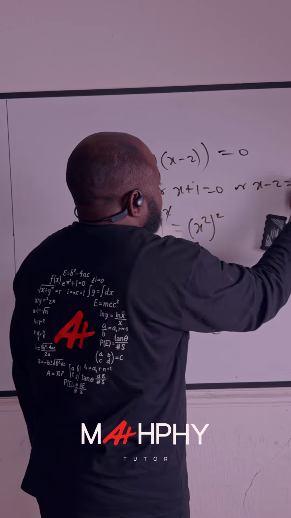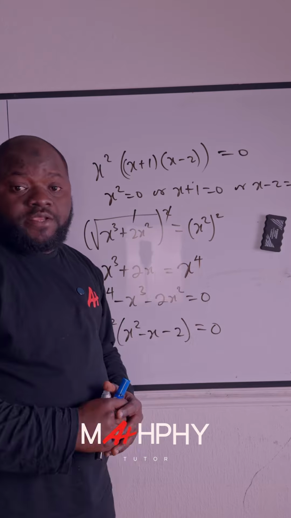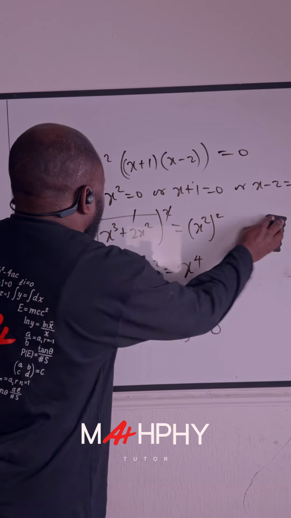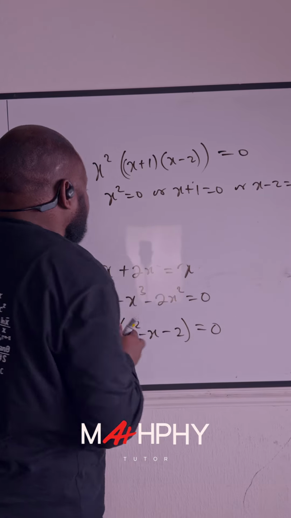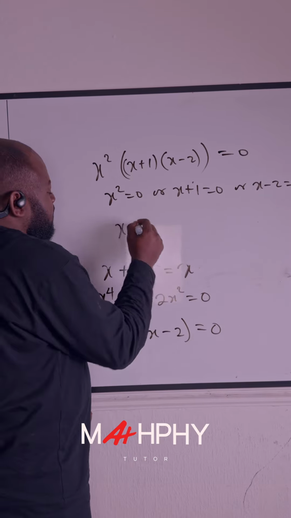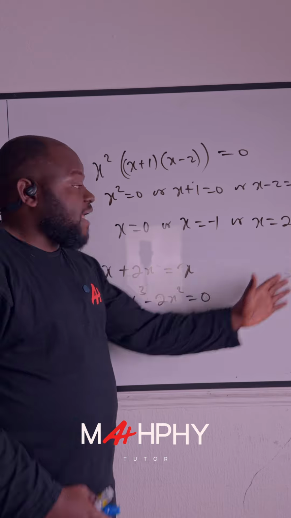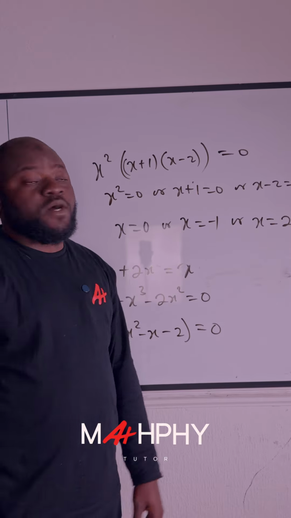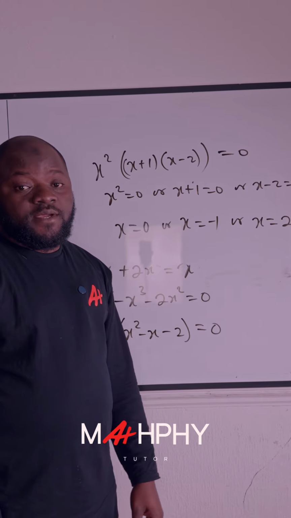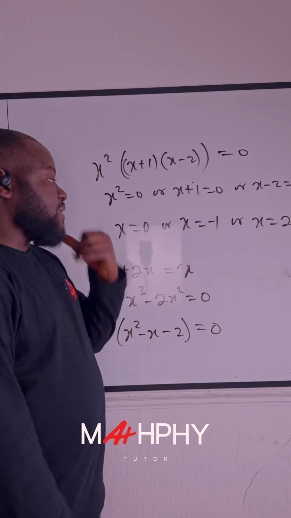If any of these three equals 0, automatically when they are multiplied, our result is still going to be 0. Therefore, we can say the value of x: x squared equals 0 means x equals 0, or x equals negative 1, or x equals 2. So with any of these three x values, we are still going to get a proper result for the given equation. And that is just it.